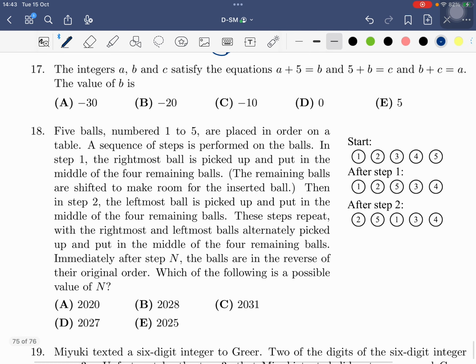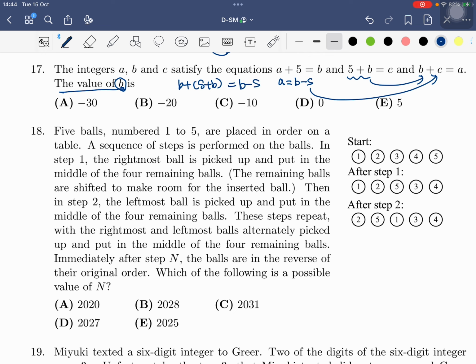Integers A, B, and C satisfy the equation. This one, and the value of B is something. So now we want to know the value of B. So we will leave B and we substitute all other variables into B. So for example, A should be expressed with the variable B, so B minus 5. C is already here, 5 plus B. So we can put it here. So B plus 5 plus B equals B minus 5. So B is negative 10.